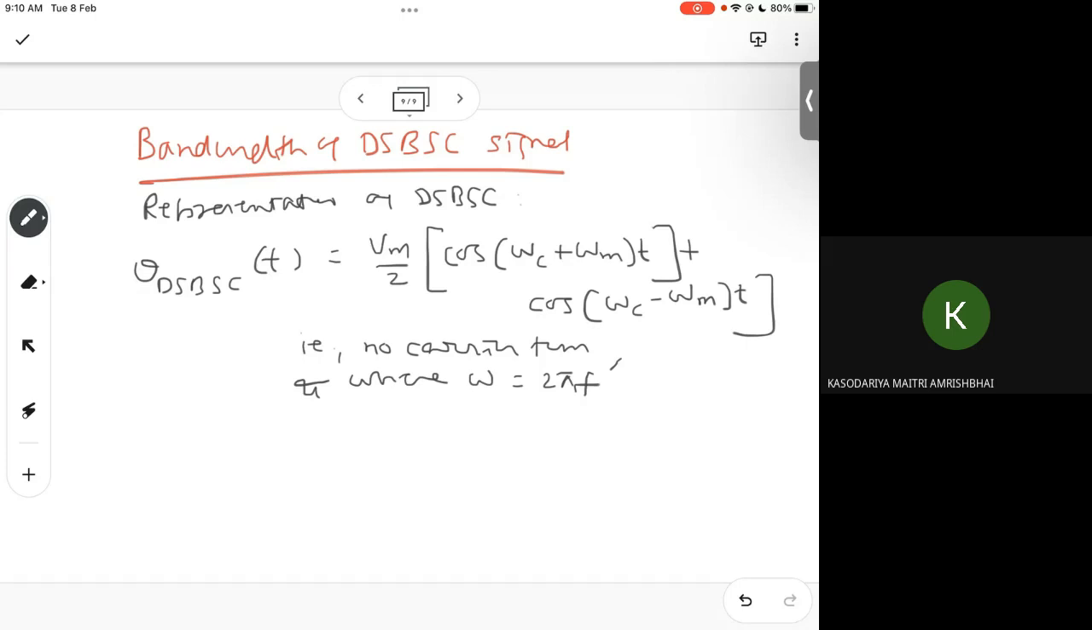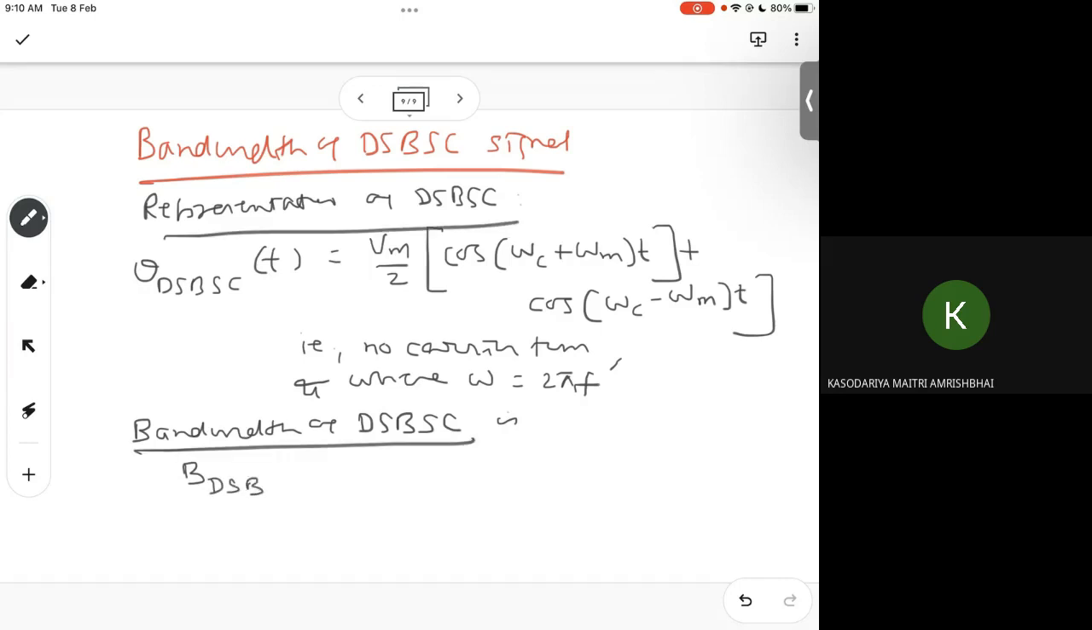So this becomes my simple voltage representation of my message signal, just like we have for the double sideband suppressed carrier. So the bandwidth of the double sideband suppressed carrier, B DSBSC, is equal to FC plus FM minus FC minus FM. So it is again twice FM.